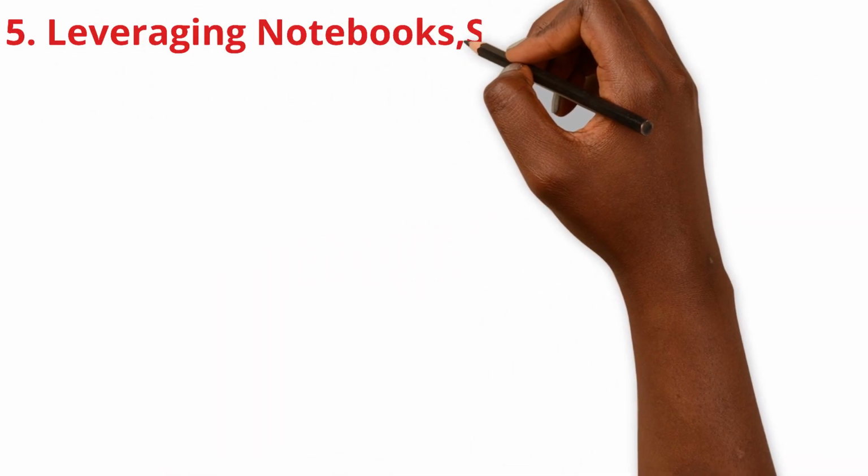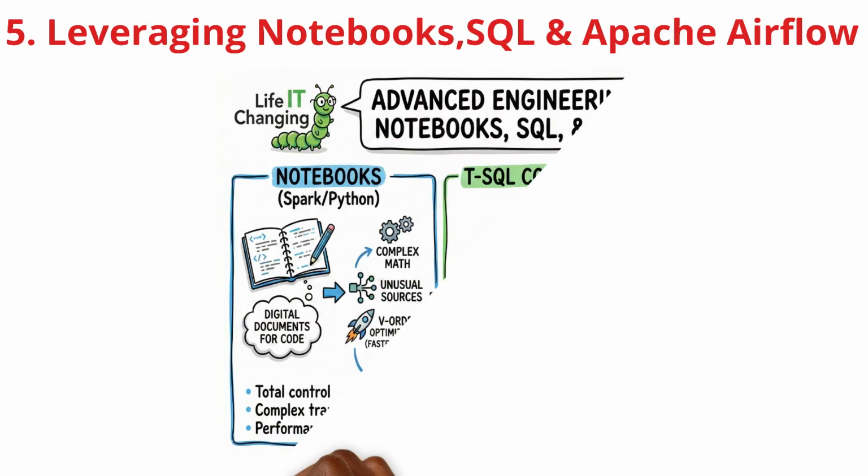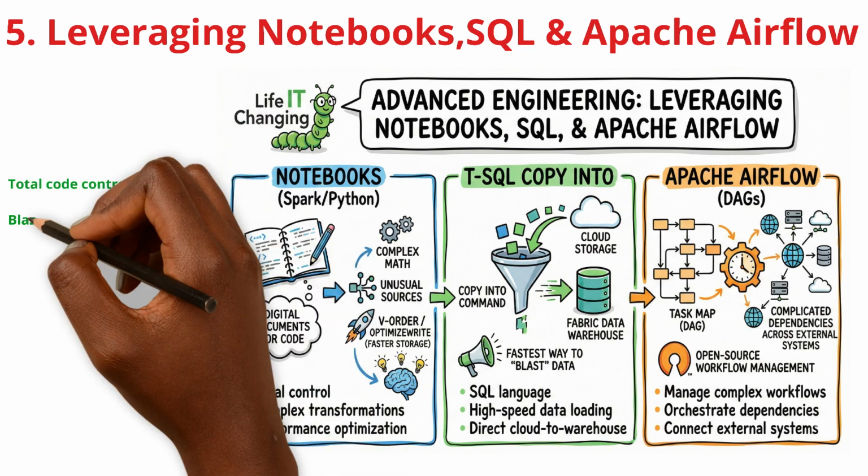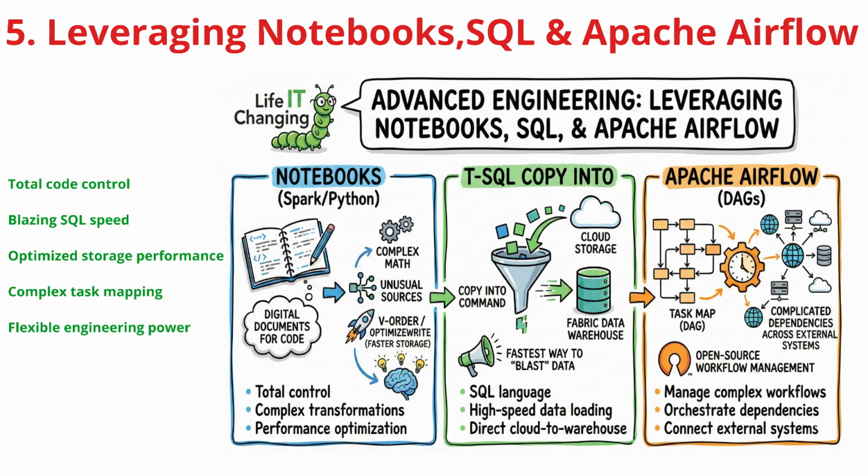For those who need ultimate precision and total control over their data, Microsoft Fabric offers code-first methods. These are the high-performance tools of the advanced engineering world. First, we have notebooks. Think of these as digital lab books where engineers use Python or Spark to perform complex calculations, connect to rare data sources, and optimize storage using features like vOrder to make data retrieval lightning fast.